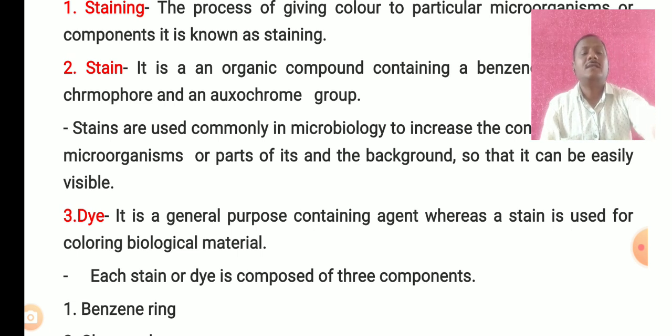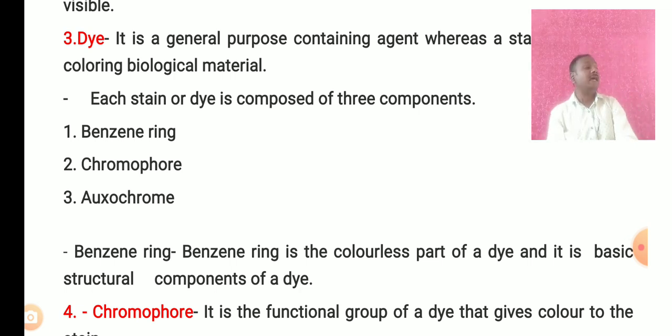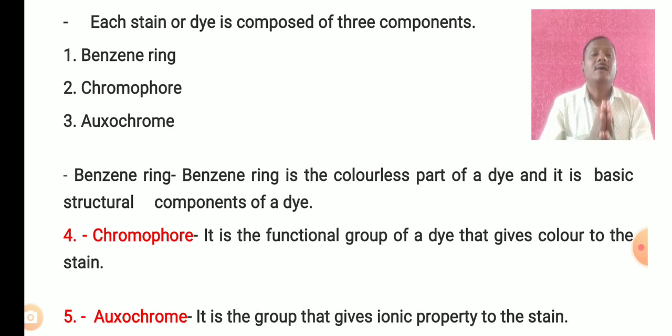After that, in the dye or in the stain, there are basically three components present. One is the benzene ring, the second is the chromophore group, and the third is the auxochrome. Let's see one by one. The first, the benzene ring. The benzene ring is the colorless part of the dye, and it is a basic structural component of the dye.